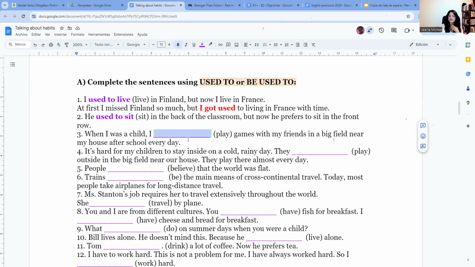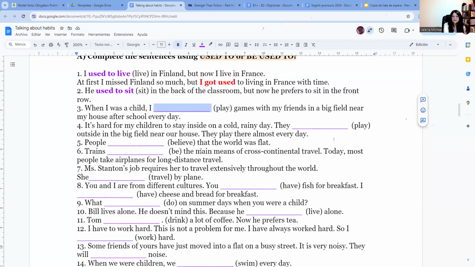Let's go with the next one. When I was a child, I play games with my friends in a big field near my house after school every day. It's a very long sentence. What is it? Used to play. There you go. Yes, I used to play. Thank you very much. So when I was a child, I used to play. How do we know? Just because of the time marker. If we have the time marker, that's it. There's nowhere to escape.